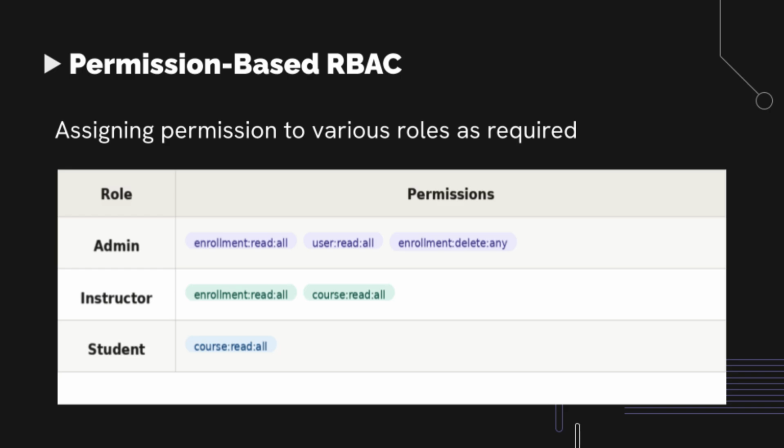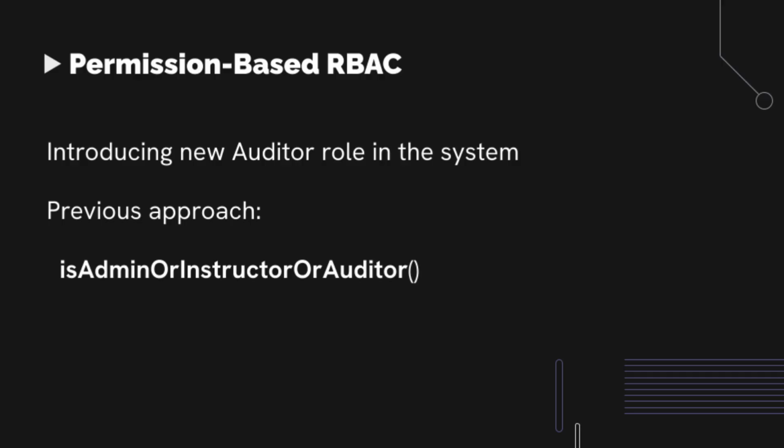So why is this approach better? Now imagine that later we want to introduce a new role called auditor. Auditors should be able to view all the enrollment records just like admin and instructor. With our previous role-based approach, we would likely need to revisit existing routes and update authorization middlewares to include this new role. This means updating multiple routes throughout the application.